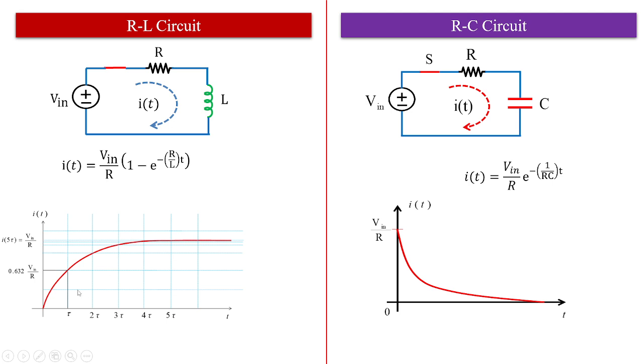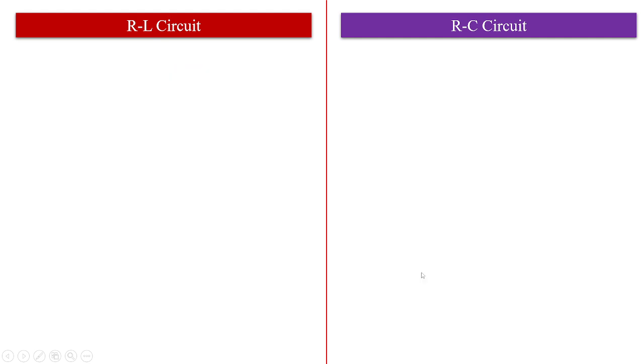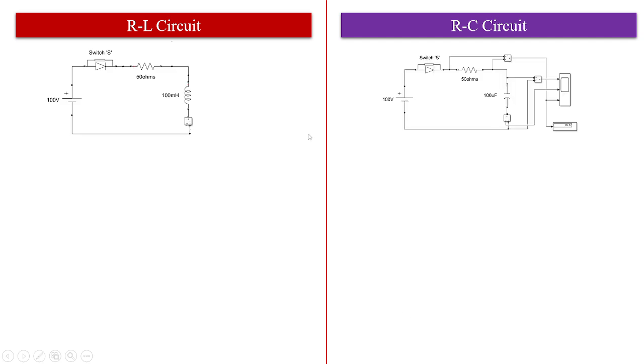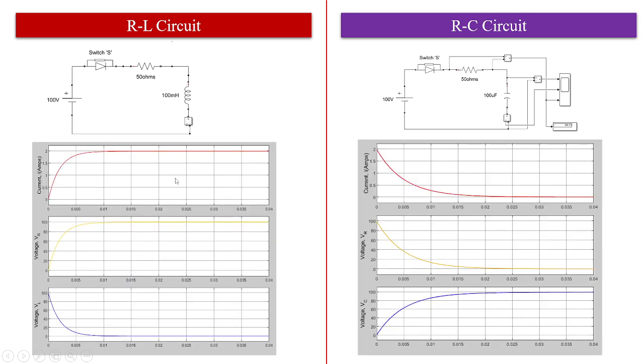And if you look into the graphs, the exponentially rising curve and exponentially decaying curve look like this. So we have seen this RL and RC circuit in a MATLAB model in our previous classes, with the input as 100 volts, resistance value as 50 ohms, inductor value as 100 millihenries and capacitor value as 100 microfarads for RL and RC respectively. The waveforms obtained are shown here, of the current, the resistor voltage and the inductor voltage.